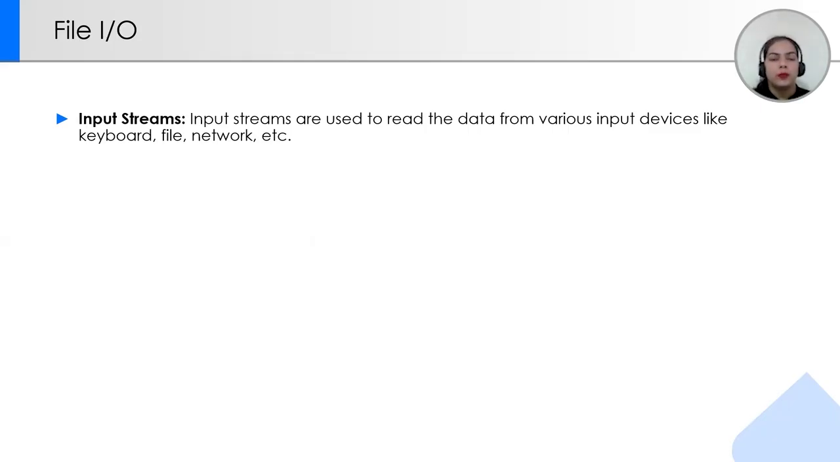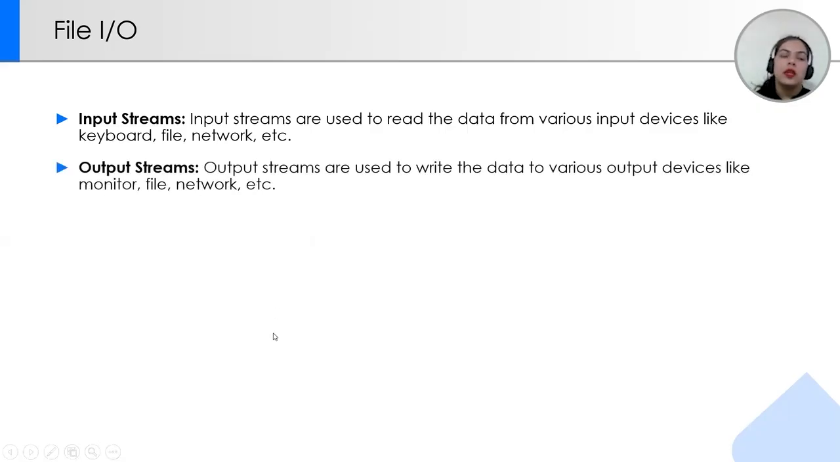But the default input device that will be used is the keyboard. In the same manner, output streams are used to write data to various output devices like monitor, file, network. The monitor is also termed a console, because the console window that we get is on the monitor only. So the monitor screen is also considered a console screen.